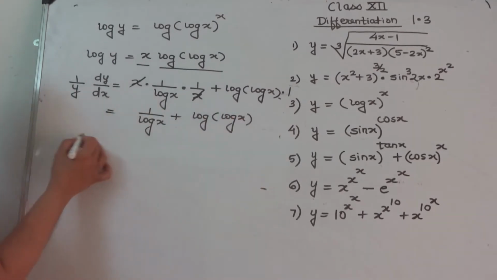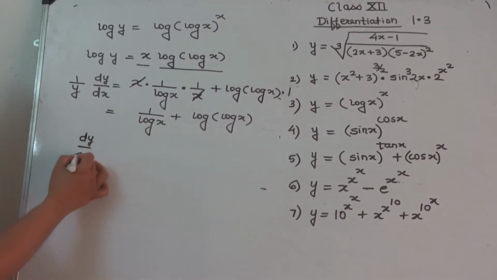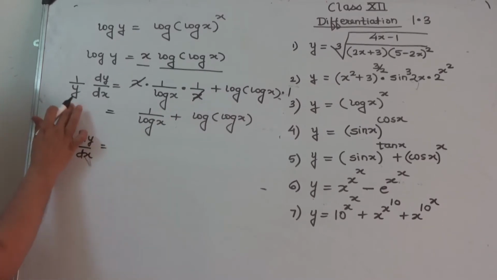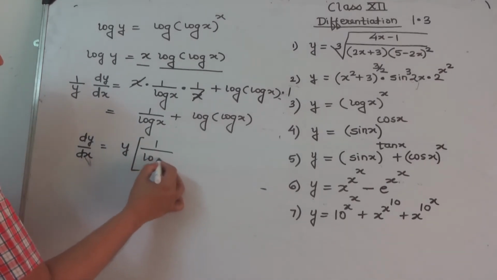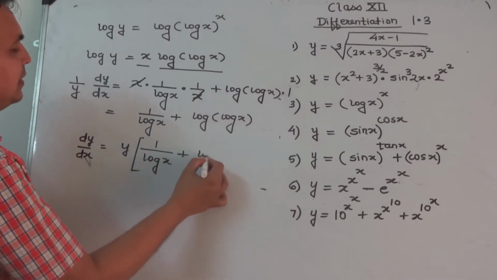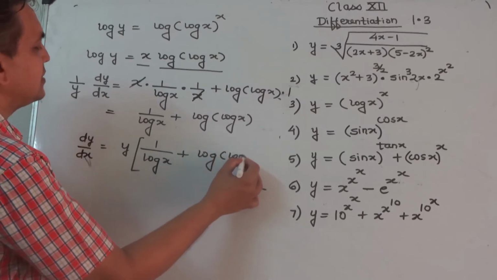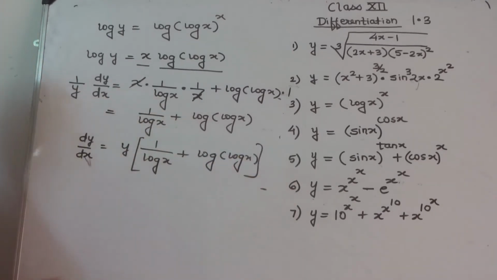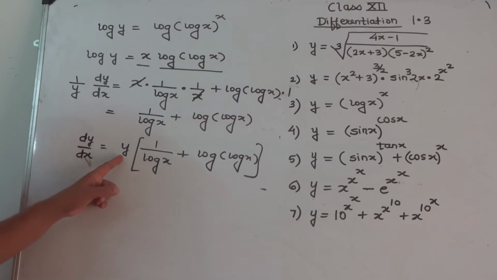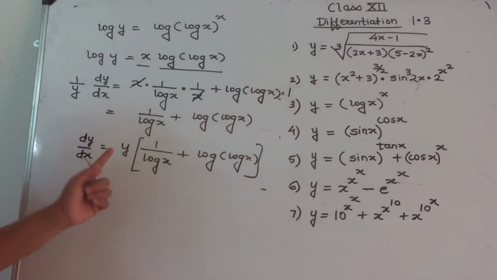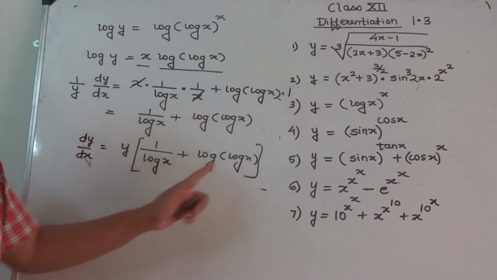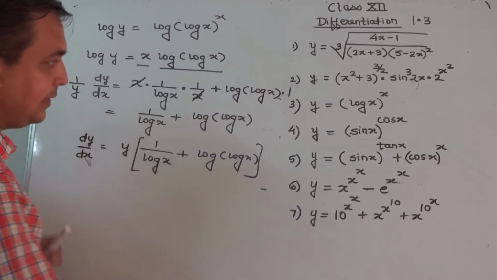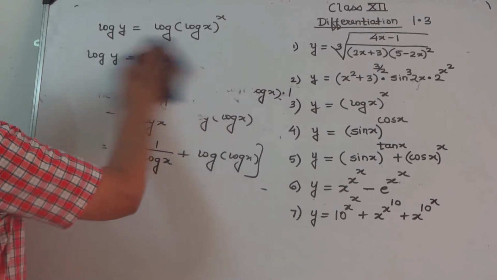Now to find dy by dx, what we do is multiply by this y on the right hand side, so we get y bracket 1 upon log x plus log of log x. Now last step, in place of y we can substitute log x raised to x, so the answer will be log x raised to x into this complete. Is this clear? Question number 4 is very similar.